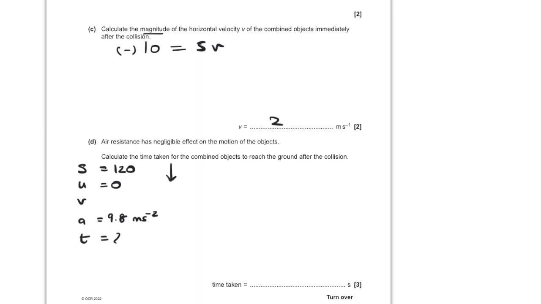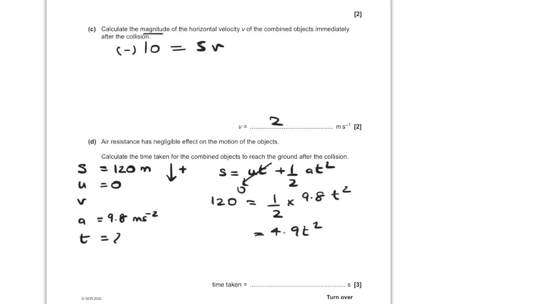Okay, so I'm taking this to be positive, the displacement is positive 120, and acceleration is positive 9.8 meters per second squared. So I can use s equals ut plus half at squared to figure out what t is. So this is 120, this becomes 0 as u is 0, equals half times 9.8 t squared, and that's going to be 4.9 t squared, so 120 divided by 4.9, and then square root the answer. It will give me 4.95 seconds. Okie doke, let's move on.